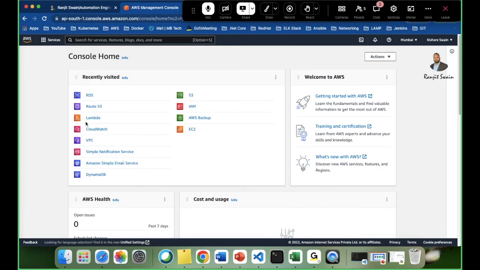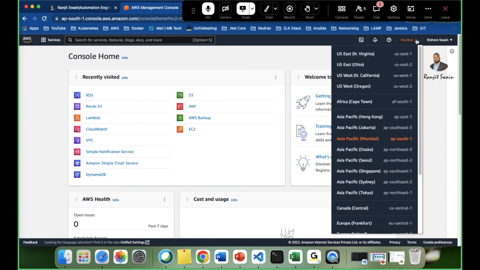And whatever I have recently used has automatically been picked up here, based on my browser cache setup, the cookies or the cache. Because Kisor has never used it, whatever I had used was automatically captured here. Okay, fine. And you can see we have Mumbai selected here.